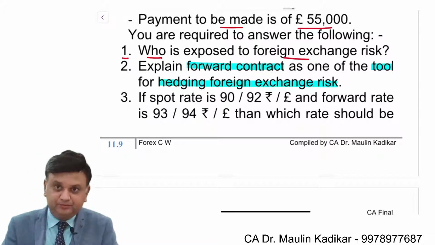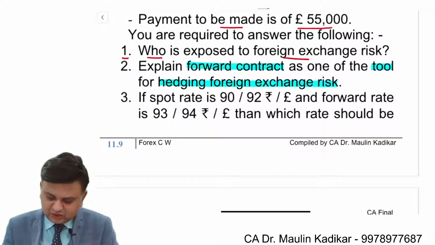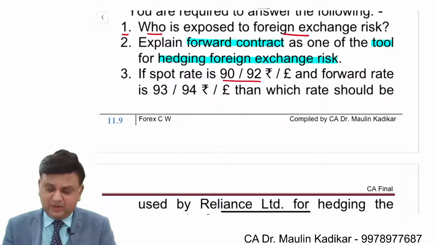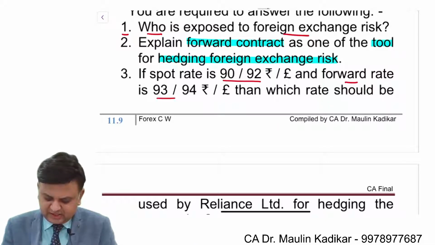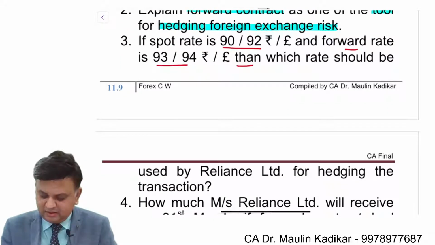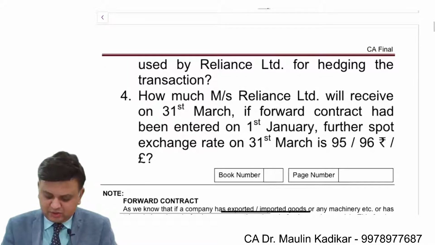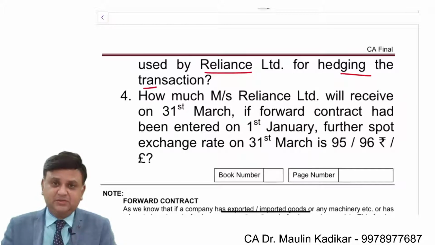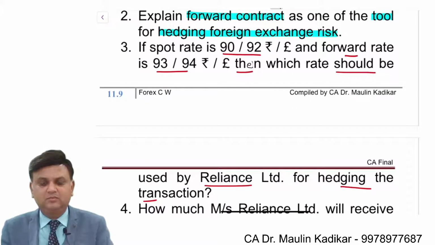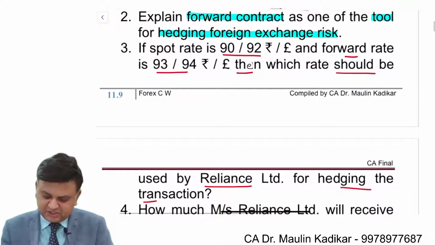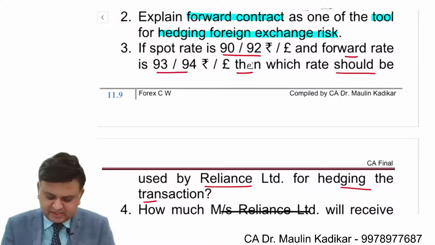Third question. If the spot exchange rate is 90.92 rupees per pound and the forward exchange rate is 93.94 rupees per pound, then which rate should be used by Reliance Limited for hedging the transaction? That is the question. So friends, for the purpose of hedging the transaction, we will of course use the forward exchange rate, that is 93.94 rupees per pound.